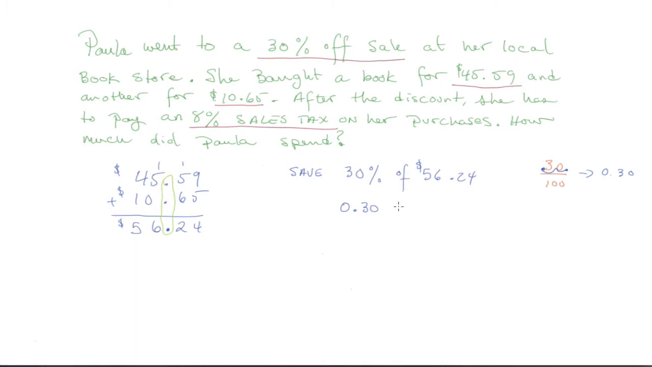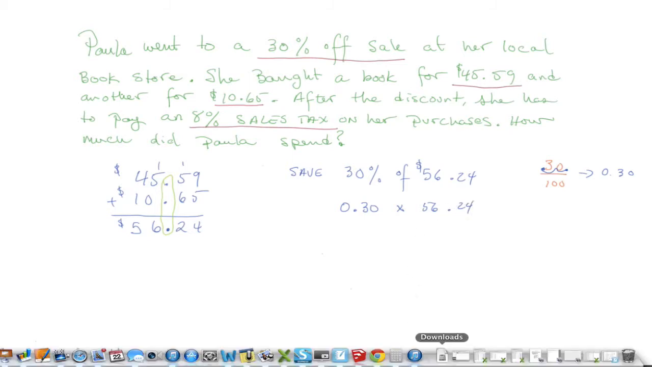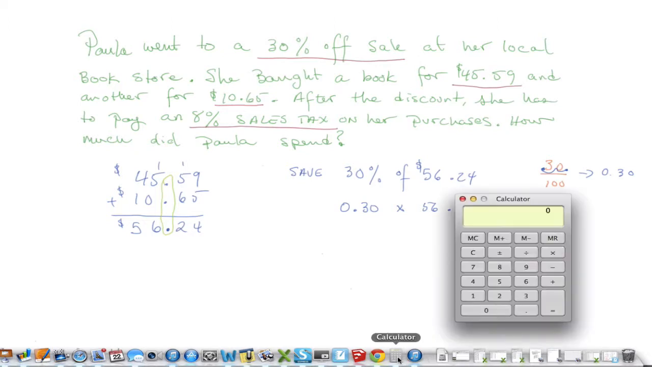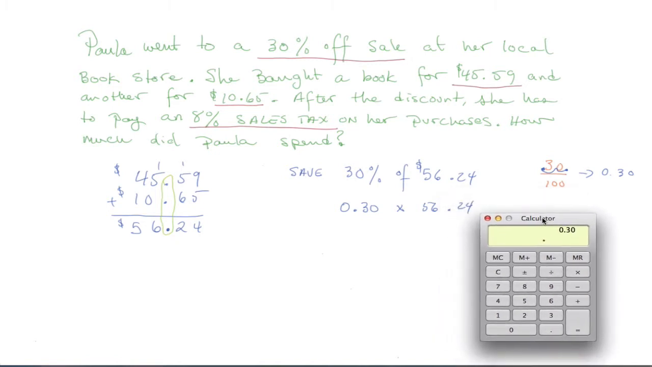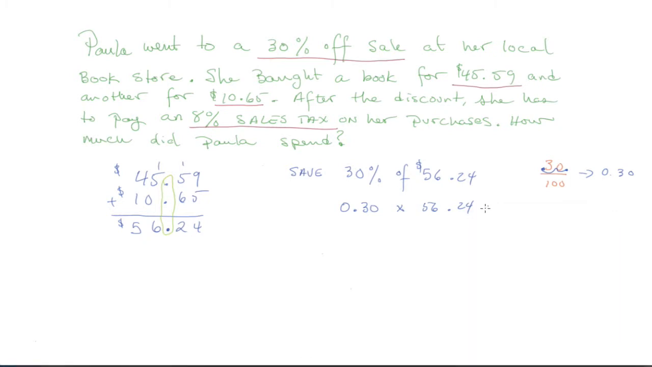And the word of in math means multiply, so I write times 56.24. Now let's grab a calculator and let's calculate this. 30% is 0.30 times how much? Times 56.24 equals, well, that's 1687. So let's write that down. So this is equal to $16.87. But that's not how much she's paying. This is how much she's saving.